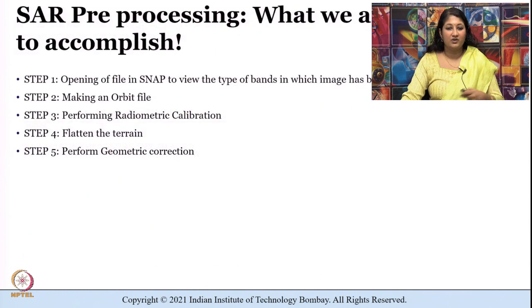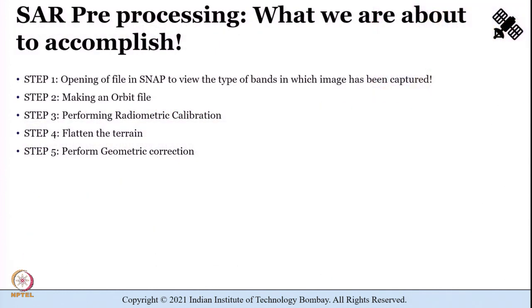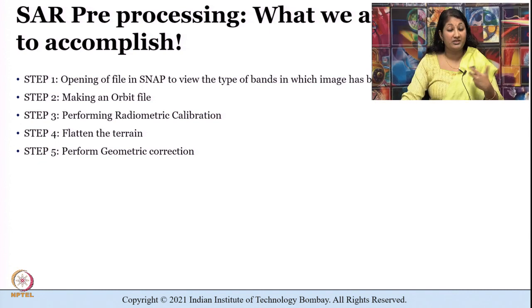Now let us come back to our tutorial exercise. So for this particular tutorial, what we will do is we will try to use the Sentinel C-band image in Snap toolbox, and we will try to pre-process it. In particular, we will be covering 5 different steps. Firstly, of course, we have to open the file to view the number of bands in which the image has been captured. And secondly, we will apply an orbit file, we will perform radiometric calibration, flatten the terrain, and finally perform geometric correction, okay. So we will see the steps one by one.